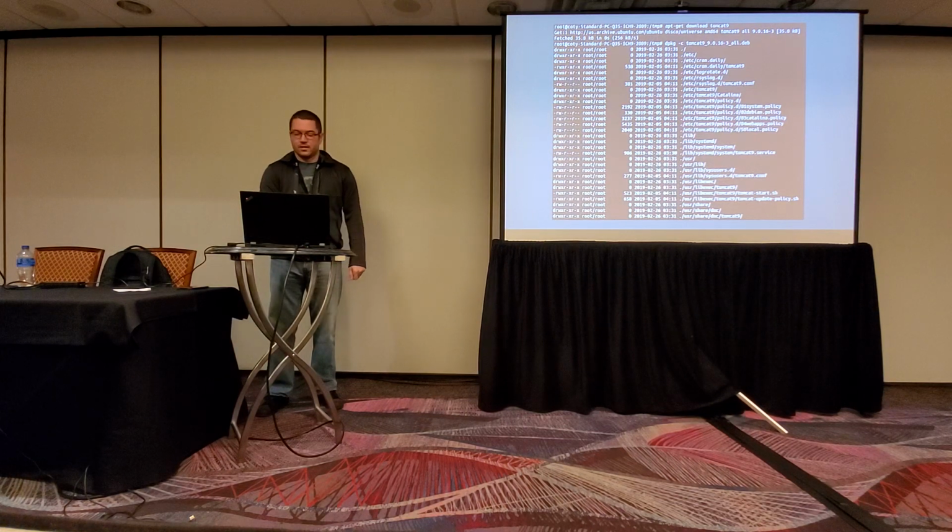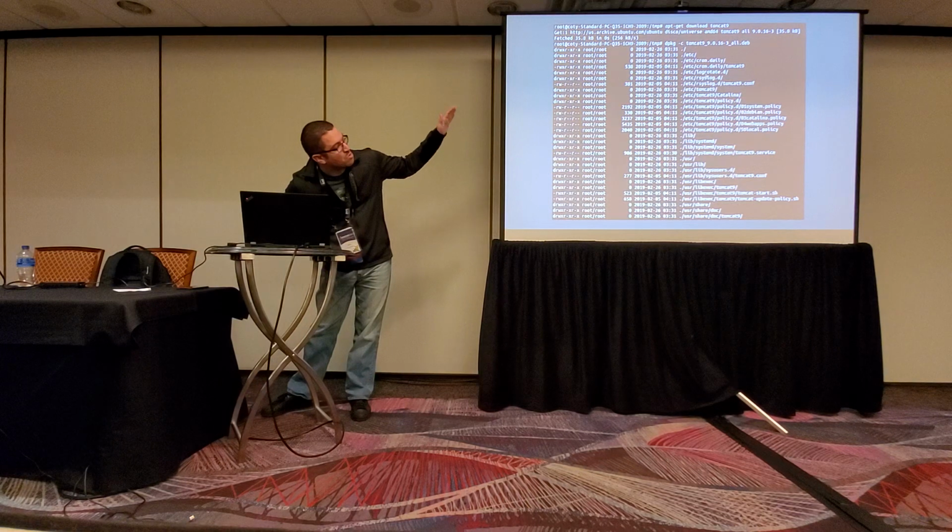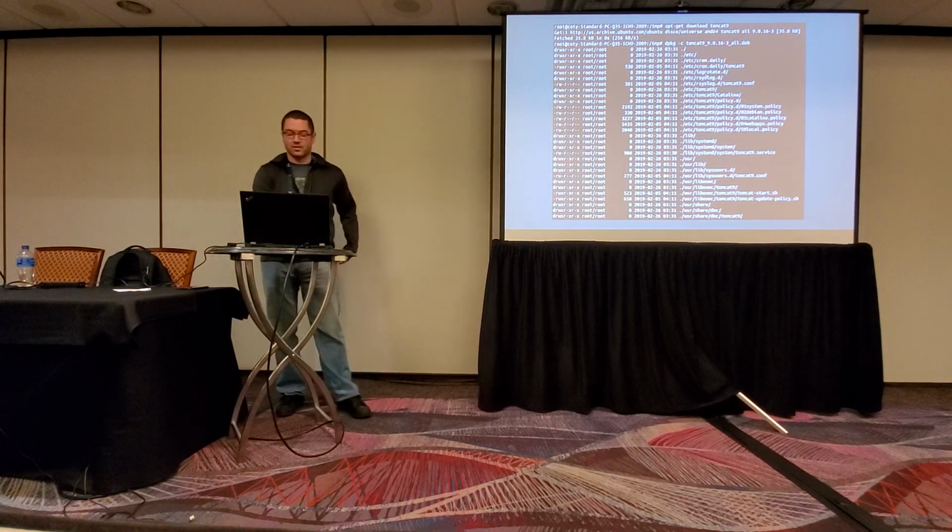This is what the contents of a Debian file would look like. So we would get it with the apt-get download command here. It goes out and pulls the .deb file, and then you can use dpkg -c to list the contents. So you can see it looks pretty much the same as the Fedora Tomcat package.